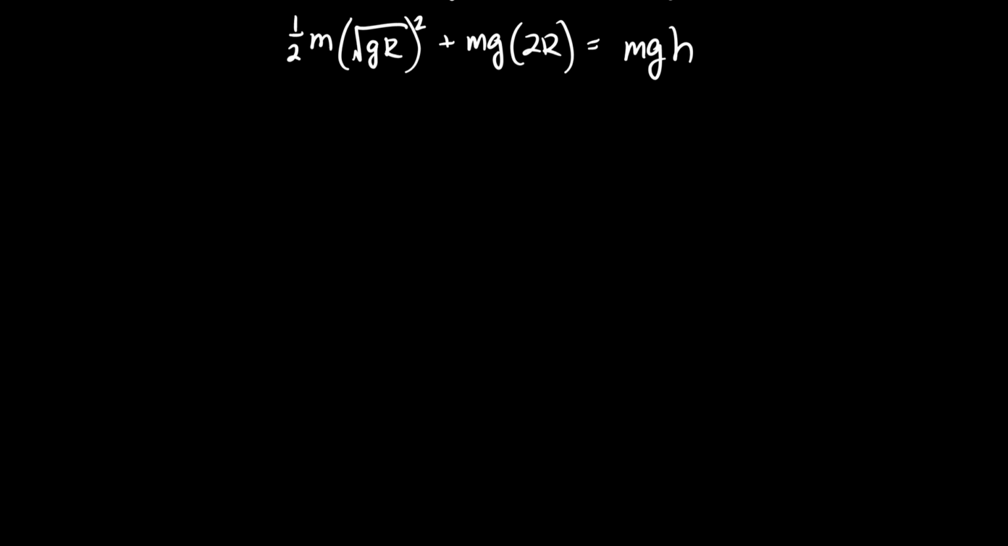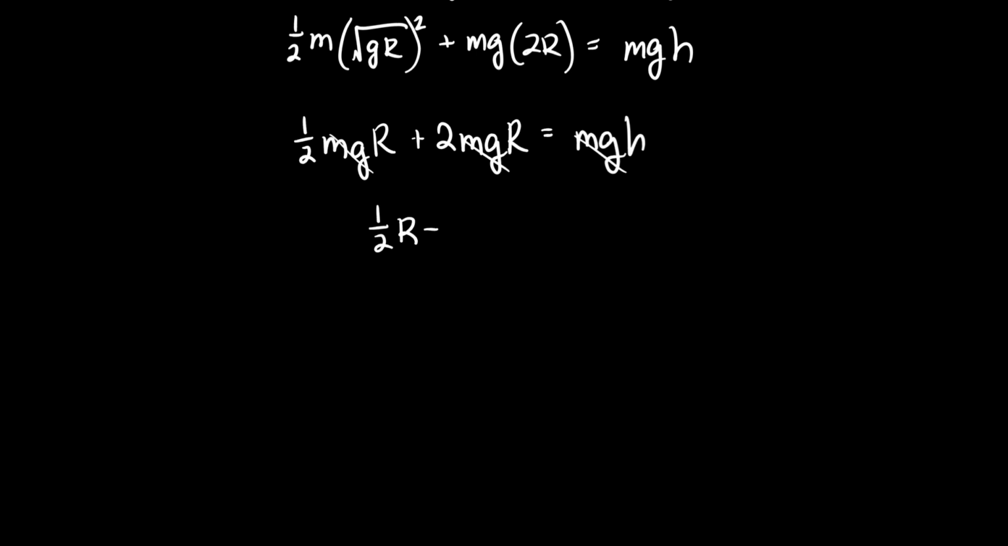Square the radical and it goes away, and I'll have 1/2 mgr plus 2mgr equals mgh. I notice that I have an mg in every term. You guys notice that? So I'm going to cancel out mg in every term, and I'll get 1/2 r plus 2r equals h. 1/2 plus 2 is 5/2, so h equals 5/2 r.